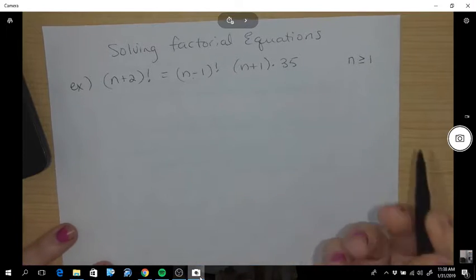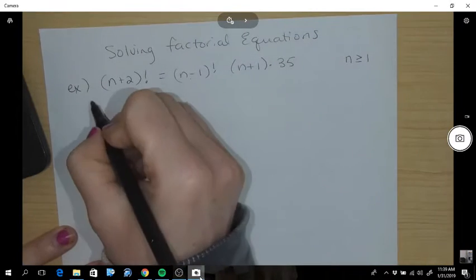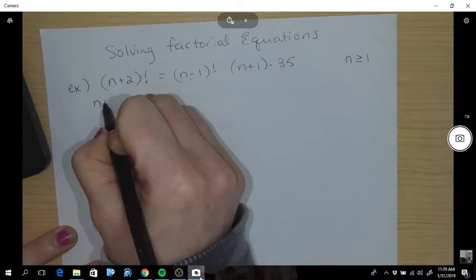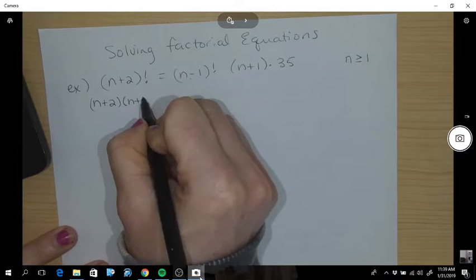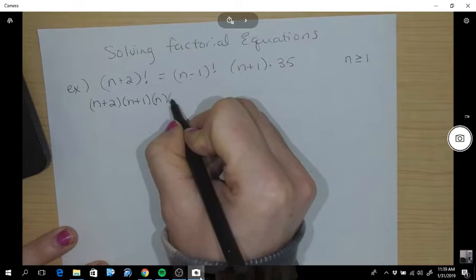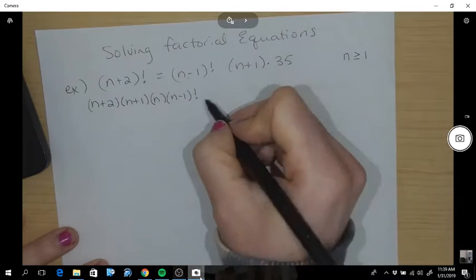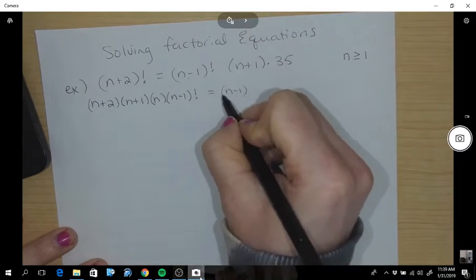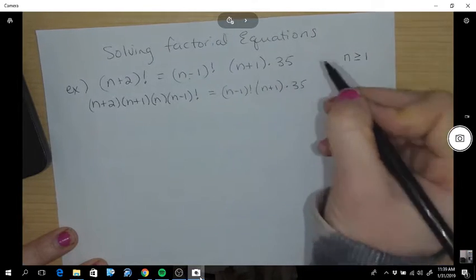Okay, so let's take (n+2)!. So the next one would be n+1, n, and then n-1, and then it would keep going. So that's factorial. And (n-1)!, (n+1) times 35.